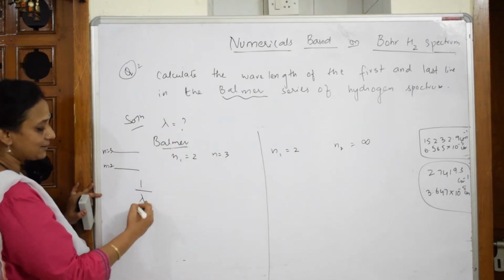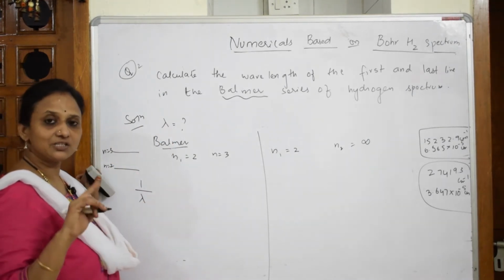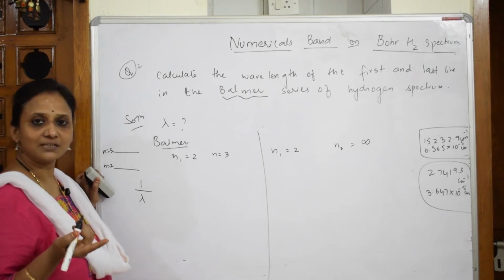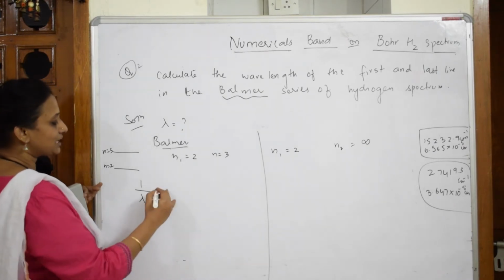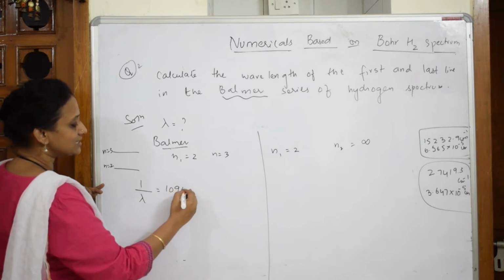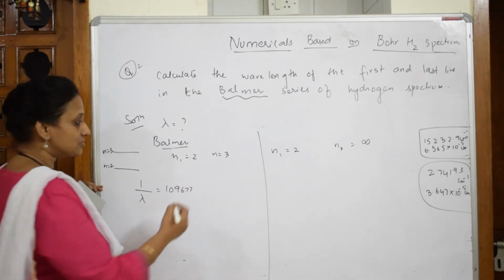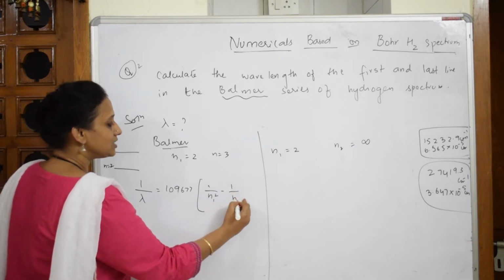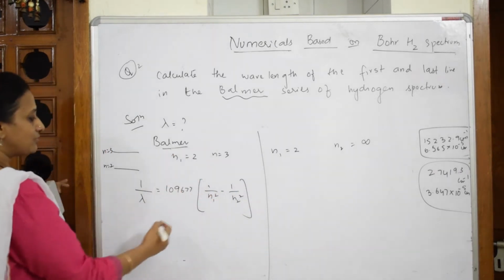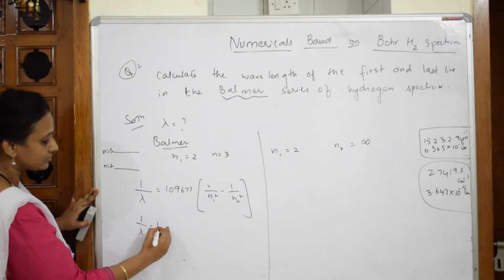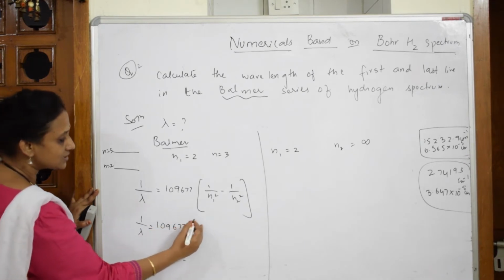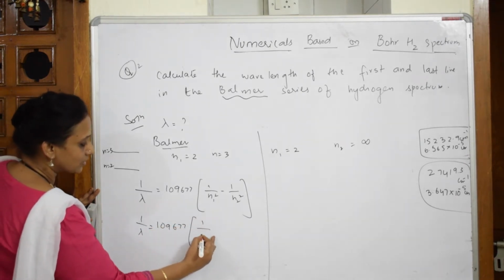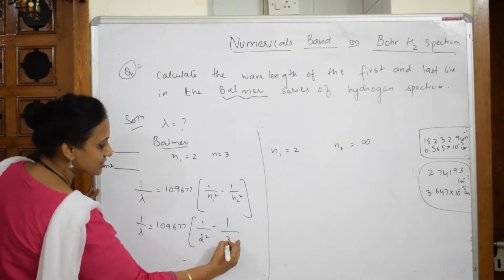That means 1 by lambda I can write, because nu bar is nothing but the inverse of lambda, the wavelength. So 1 by lambda is equal to 109677, Rydberg's constant, into 1 by n1 square minus 1 by n2 square. Now substitute the values in this. 1 by lambda is equal to 109677 into 1 by 2 square minus 1 by 3 square.